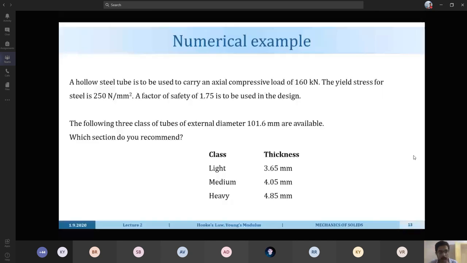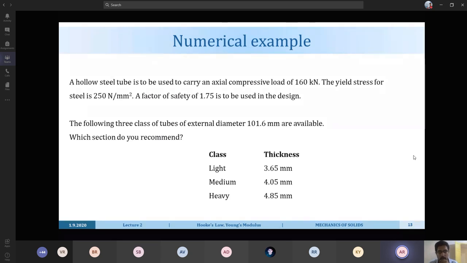Yes, sir. Hello. I want to continue solving this problem from this point. So the area turns out to be 1120.06 millimeter square. And we have an external diameter of 101.6 mm. So we need an internal diameter also. From that we can calculate the thickness.